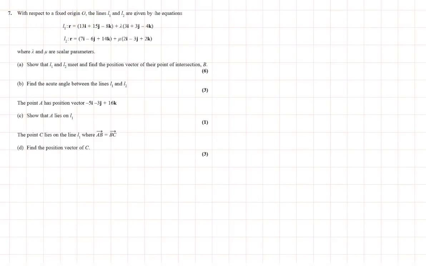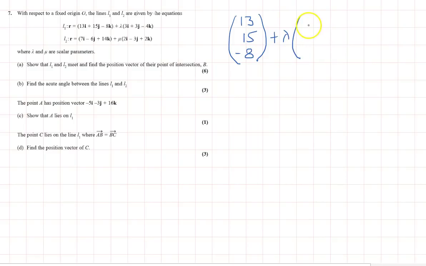Question number 7, with respect to the fixed origin O, the lines L1 and L2 are given with the equation. So we can write this as r equals (13, 15, minus 8) plus lambda (3, 3, minus 4).